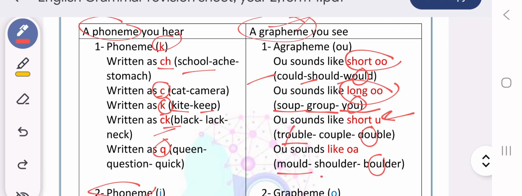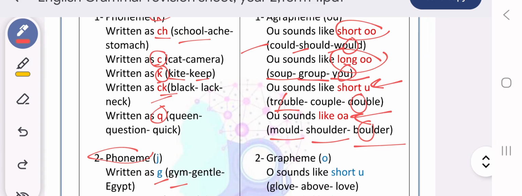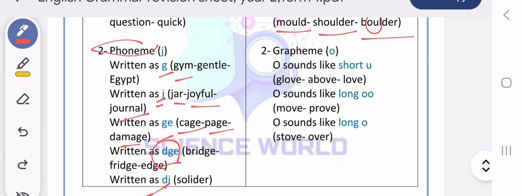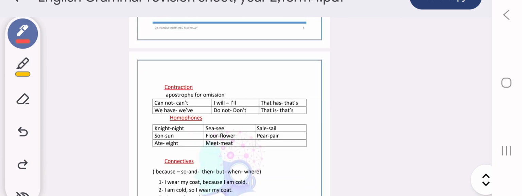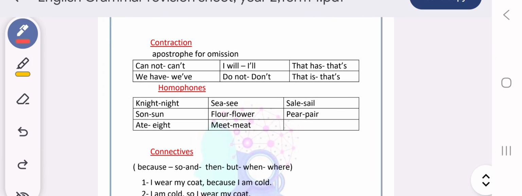Now, mold, shoulder, boulder, it's like OA. So grapheme is the same letters but different pronunciation. Now I find O. Let's read. Glove, above, love, move, prove, like long O, stove, over, like long O also. So this is the difference between grapheme and phoneme.